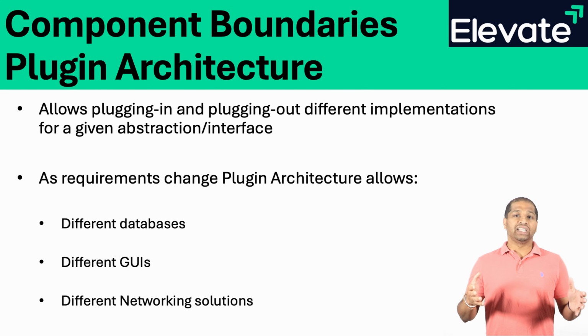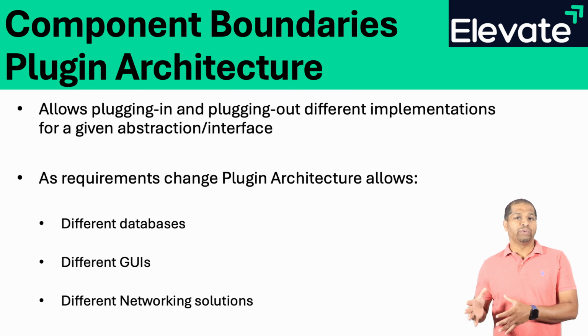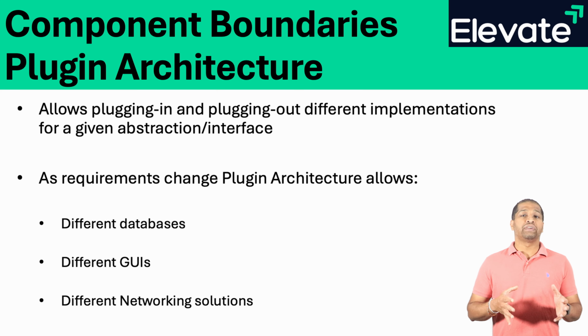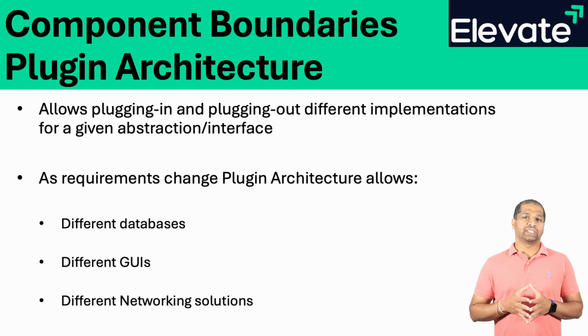All these discussions lead us to the plugin architecture where we can plug in concrete implementations of components as requirements evolve. If we have clearly marked our boundaries, it makes it easy to plug in different implementations. For instance, some client requirements of our system would direct us towards a relational database, while another set of requirements would guide us towards a NoSQL database. Similarly, one set of client requirements would require a web-based GUI, while another would require a mobile-based GUI. Same for the networking solutions.